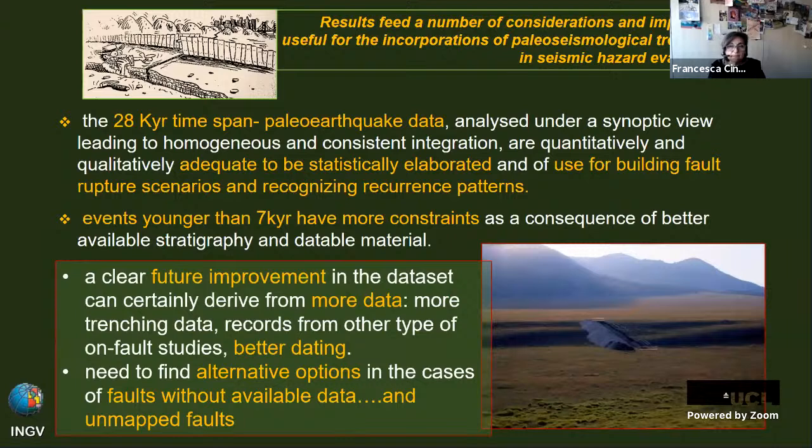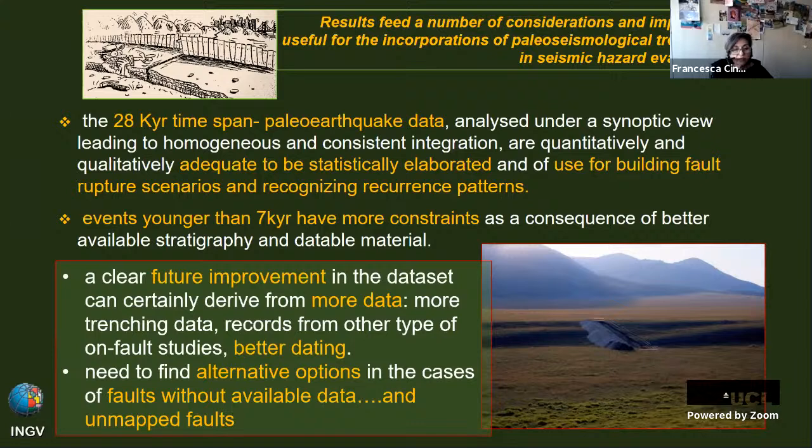So finally, I show you some considerations and implications useful for the incorporation of palaeoseismological trench data in seismic hazard evaluation. What we can say is that the palaeoearthquake data of these 30 years in the Apennines is adequate to be statistically elaborated and can be used for building rupture scenarios and recognizing recurrence patterns. And the events younger than 7 kiloyears have more constraints.